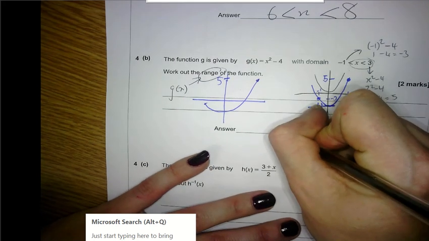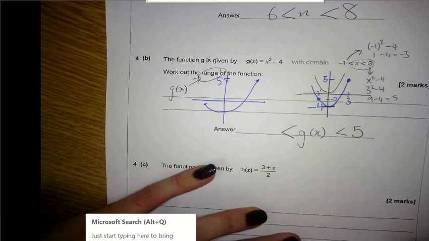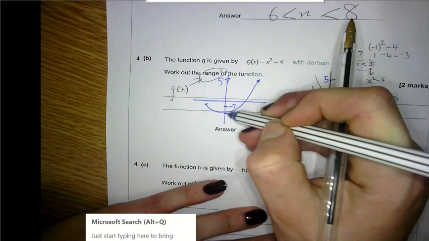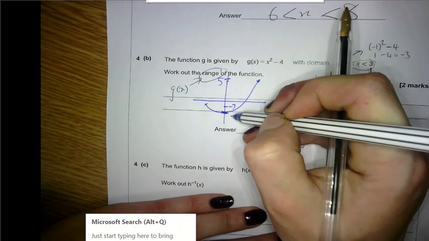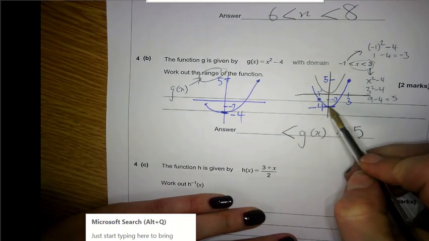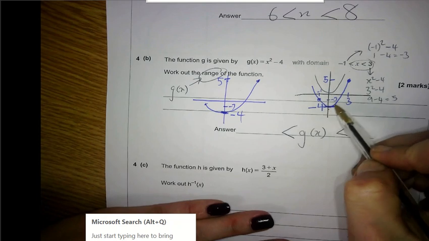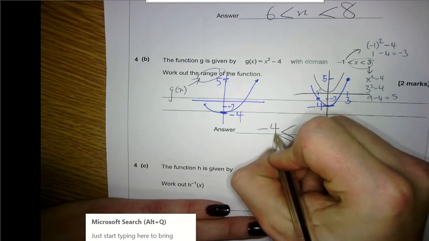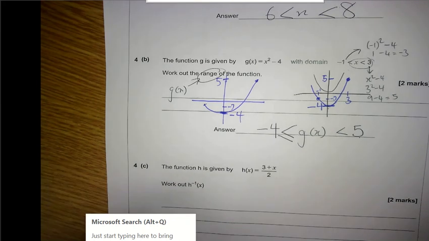And then for the lower bound, I can see the minimum value is not -3. It's not when x is -1. The minimum value is here. The minimum value is -4, it passes through that point. So I'm going to write greater than or equal to -4. Next one.